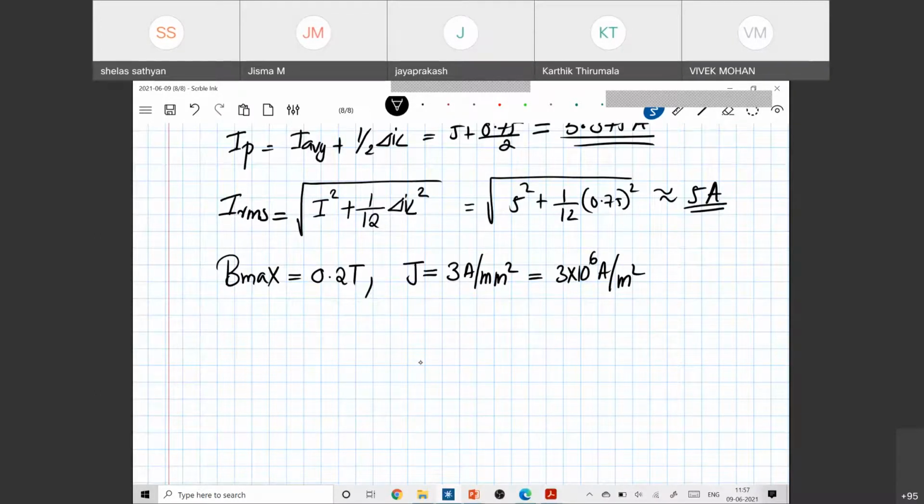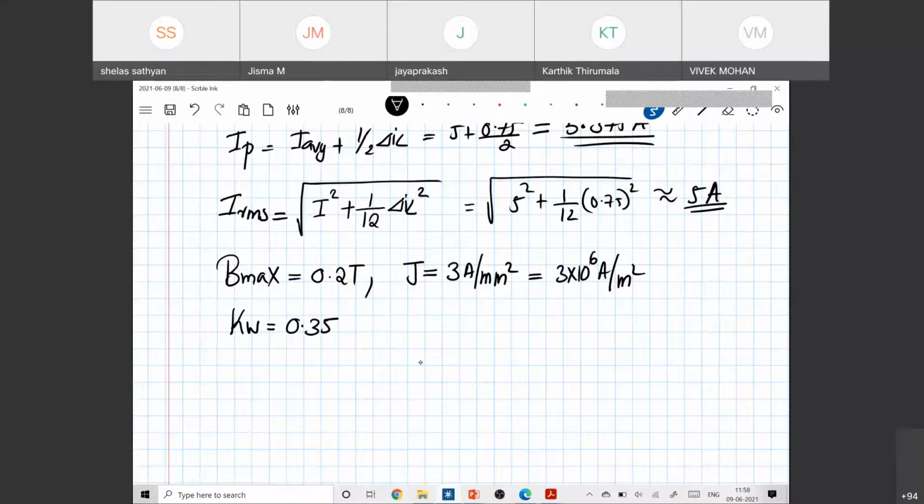Now I should take a KW, the window utilization factor. For a naturally cooled round conductor, it is in the range of 0.3 to 0.5. You can choose 0.5 or you can choose 0.3 or any value in between. Let me choose 0.35 as the KW value.